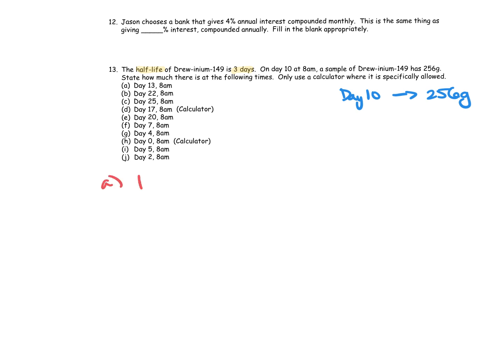On day 13, the difference between day 10 and day 13 is 3 days, which we know is the half-life. So it'll be half of what it was on day 10. We're going to say A13 to indicate the amount on day 13 will be half of that amount on day 10, so 256 divided by 2, which is 128 grams. That's part A.